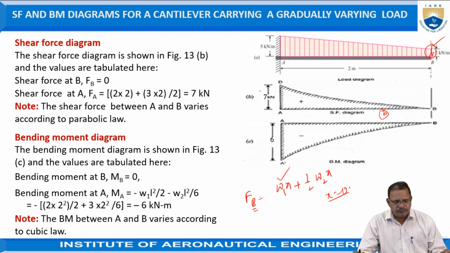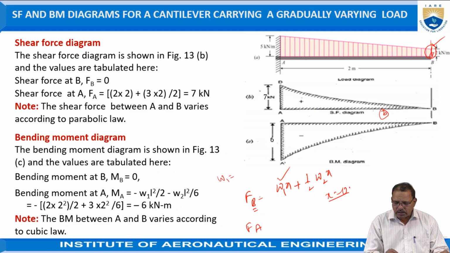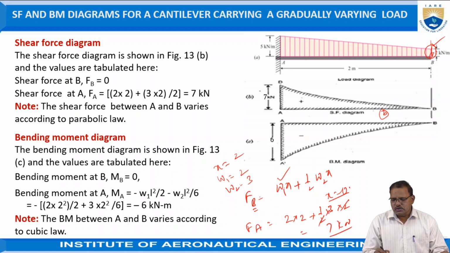The shear force at A, that is FA, in this case W1 we can take as 2, W2 is equal to 3, X is equal to the length of the beam, which is 2. By substituting these values in this equation, we can take it as 2 into 2 plus 1 by 2 into W2, which is 3, into 2. So how much is it? 7 kilonewtons. So here an upward 7 kilonewton force is there.